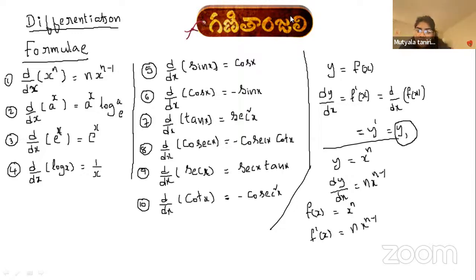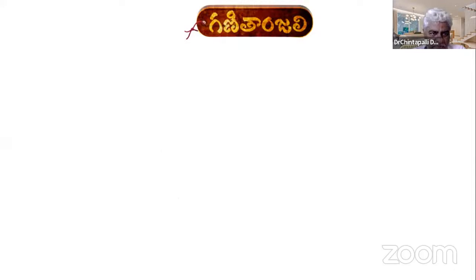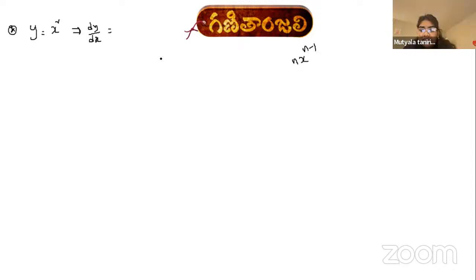Now, to get interested in this topic, let's do one question. If y is equal to x square, then what is dy by dx? That is derivative of x square. Using the same formula. What is the formula? Algebraic formula n times x power of n minus 1. Yes, sir. 2x. Very good. 2x.